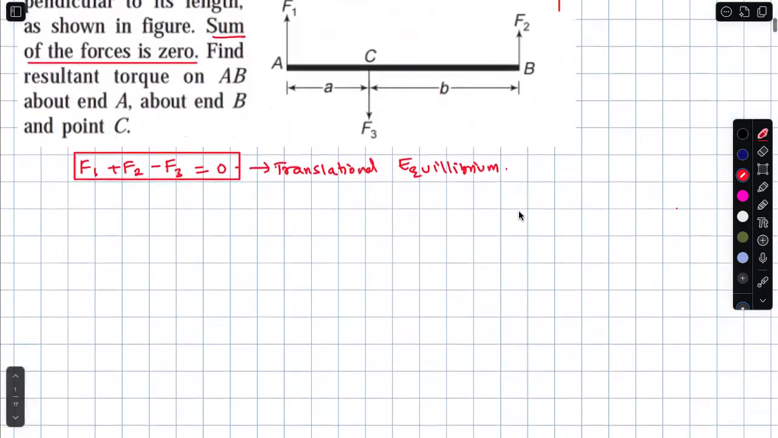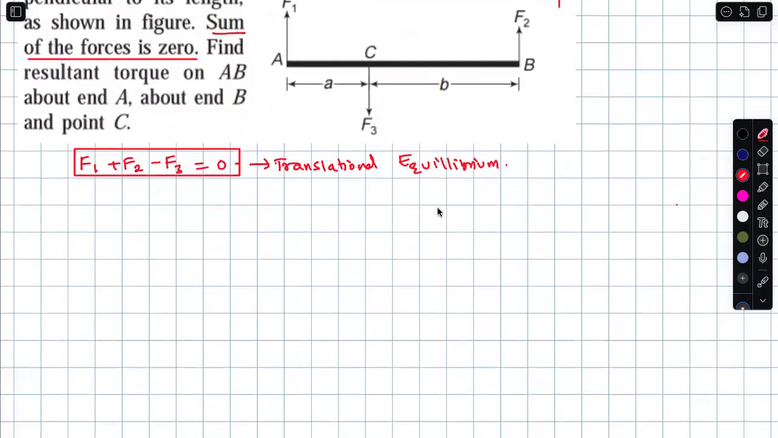All right. Now I'll take torques about A. About A, I will take the net torque. When I am taking torque about A, the torque of F1 is equal to 0. Yes or no? Because it is passing through the axis of rotation. So what about the torque of F3? Force into force arm. It is minus F3 into A. Can someone please tell me why there is a minus term here? Because it is downwards. Right.